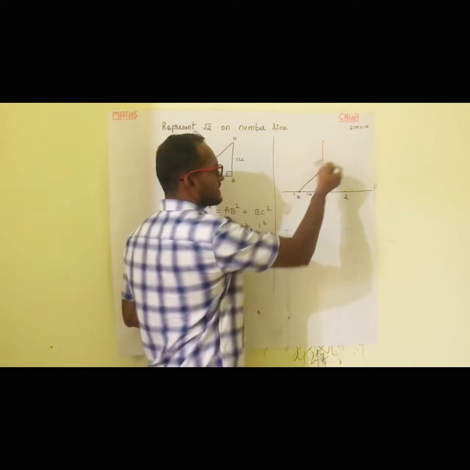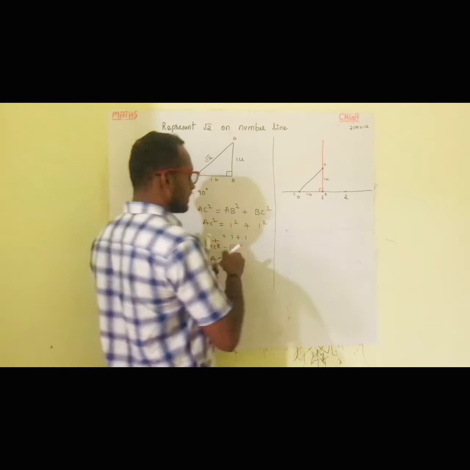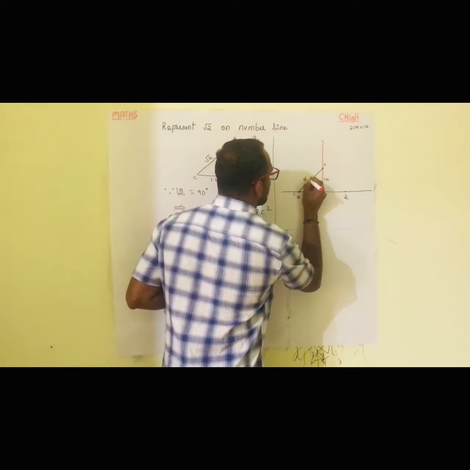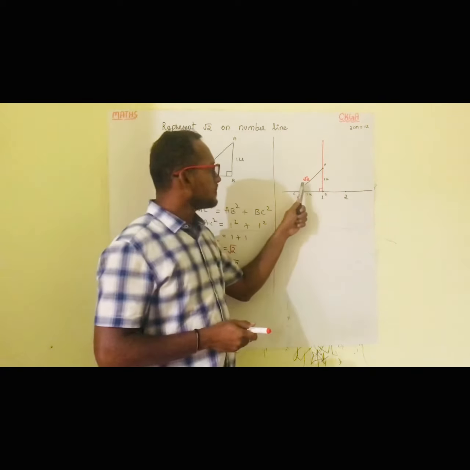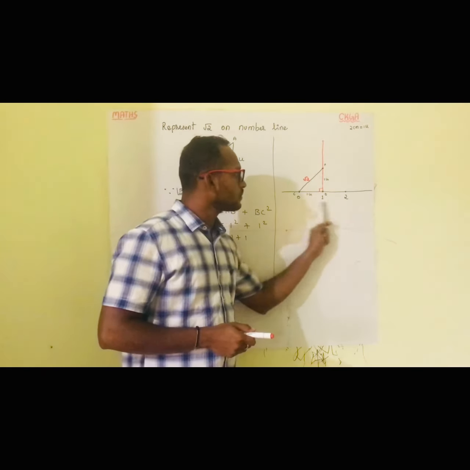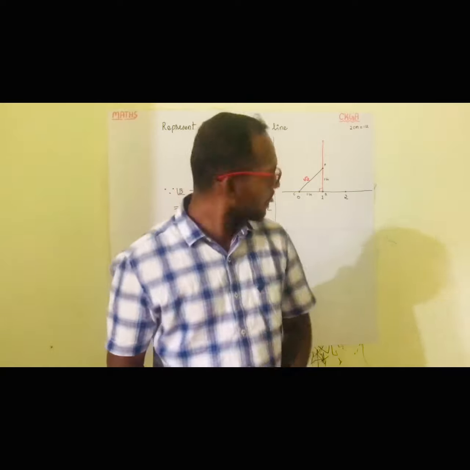Now what is AC actually? What is the length of AC? The length of AC they have given us is root 2. So I got this root 2. Now I want to represent root 2 on this number line.